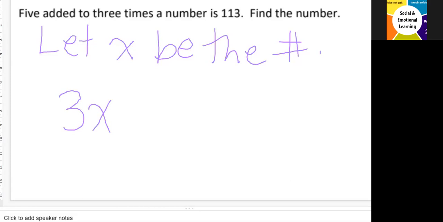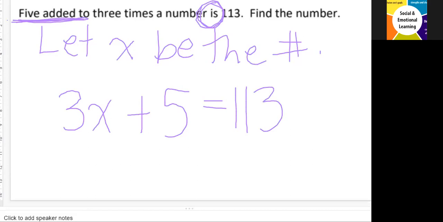And now we have to do what to 3x? We have to add 5. Okay, good. Add 5. Very nice, Alan. Very nice, Gary. And that is equal to 113. Okay, when you get a word problem, you always have to introduce your variable, you set up an equation for these types of questions, and then you have to solve your equation. So let's quickly solve this.